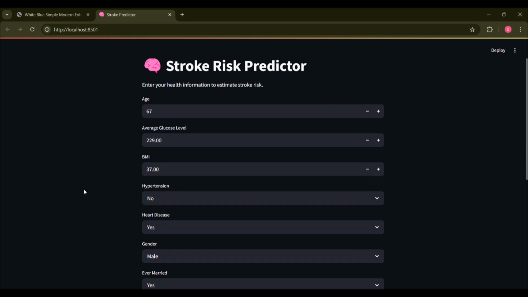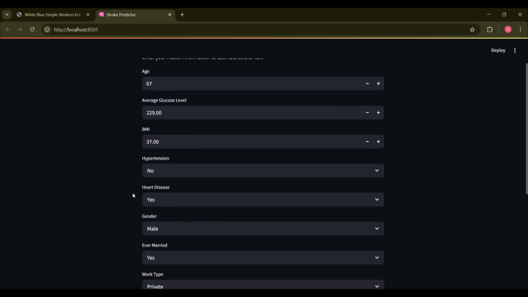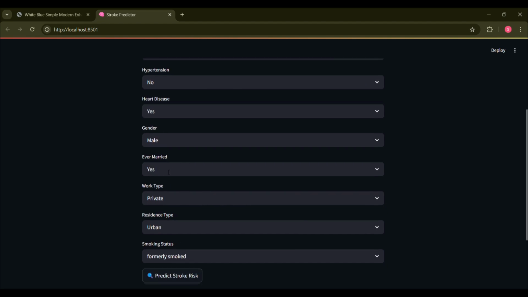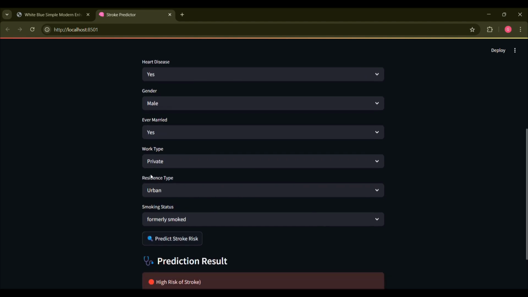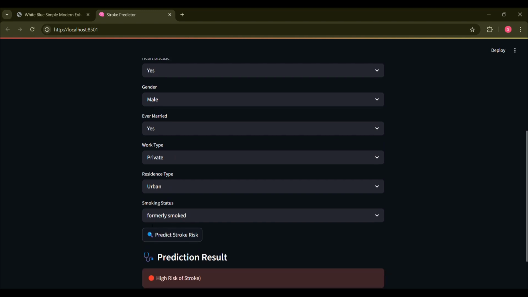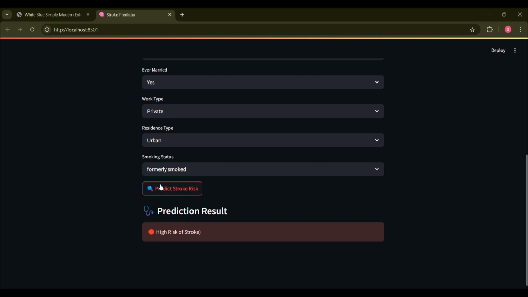So this is our front end. We have developed it to predict whether the person is at high risk of stroke or low risk of stroke. Suppose the age of the person is 67, average glucose level 229 and BMI 37. No hypertension and heart disease is yes. Gender male, and he is married, so yes. Work type is private, residence type is urban and smoking status is formerly smoked. If we predict, it shows he is at high risk of stroke.